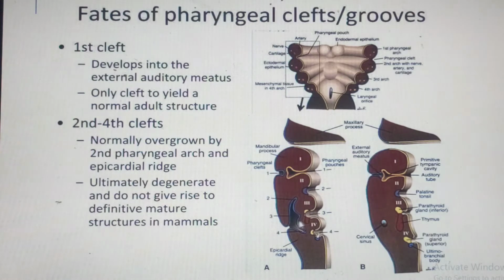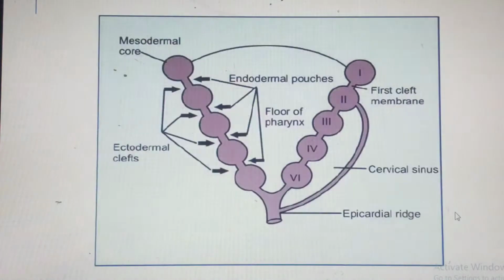And that creates a space. There will be a space trapped over there, and because it is in the neck region, we call it the cervical sinus. This cervical sinus will ultimately degenerate, and therefore all these other clefts will not give rise to any other structure in mammals. However, persistence of this cervical sinus in some individuals may lead to what we call branchial cysts. Branchial cysts. So please get to know that.